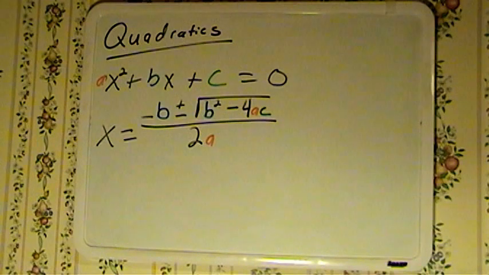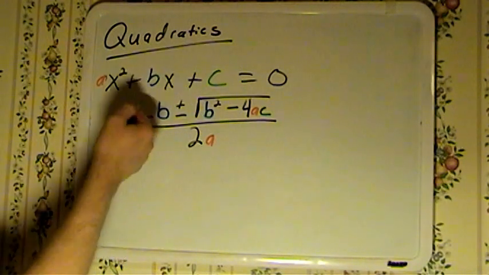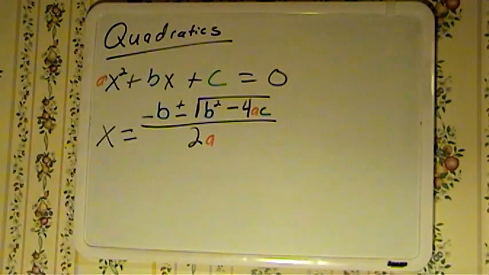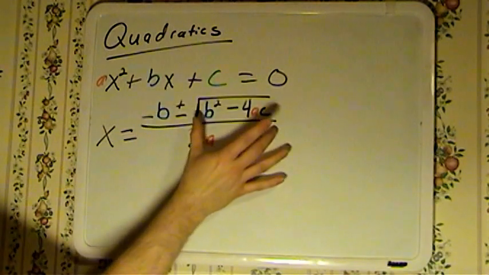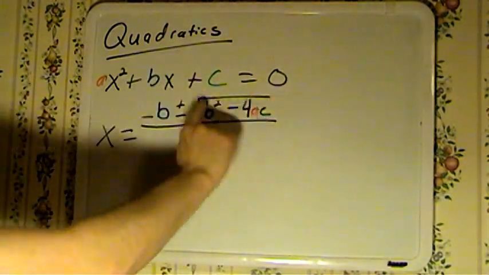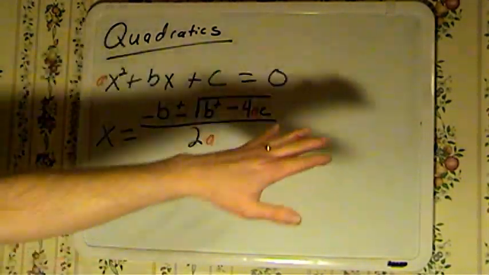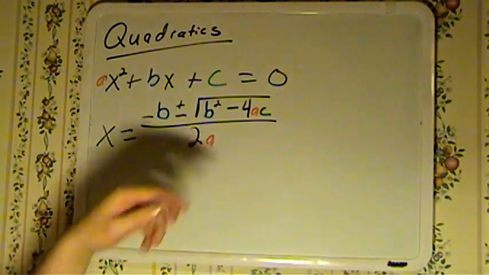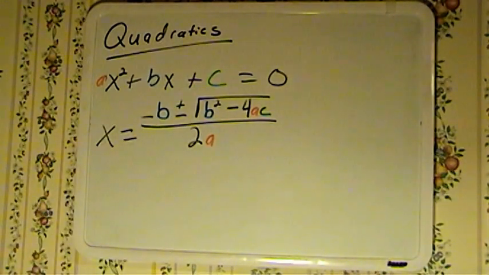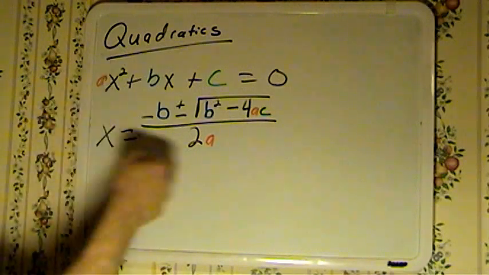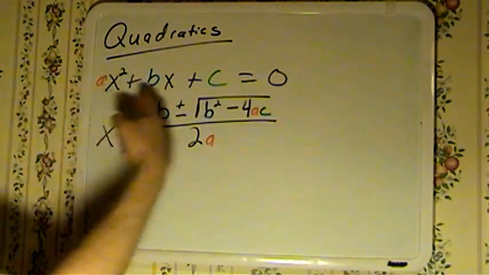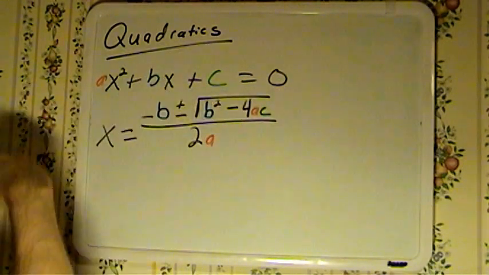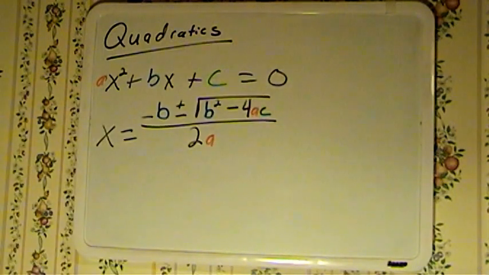So our quadratic formula reads x equals negative b plus or minus the square root of the quantity b squared minus 4ac, which means you have to take this whole thing before you take the square root of it. And that whole thing is divided by 2a. Now a, b, and c, as you can see up here, I've kind of got it color-coded, come from the coefficients and the constant in the quadratic that you've been given.